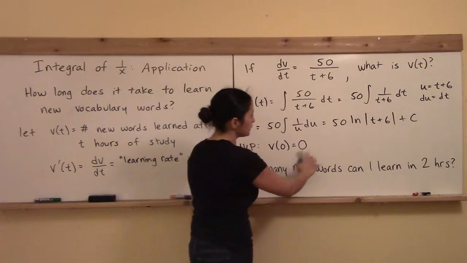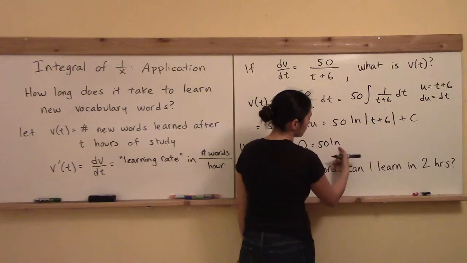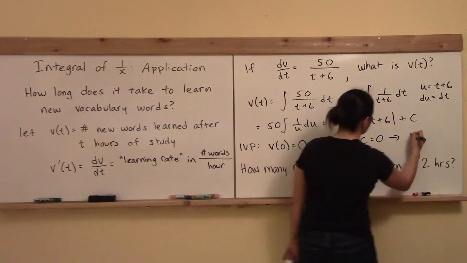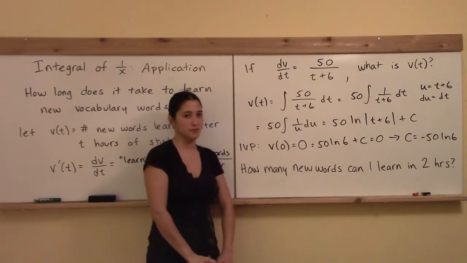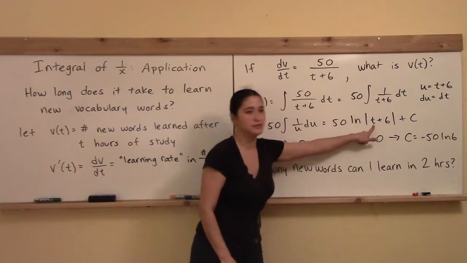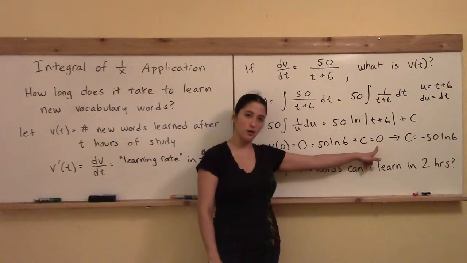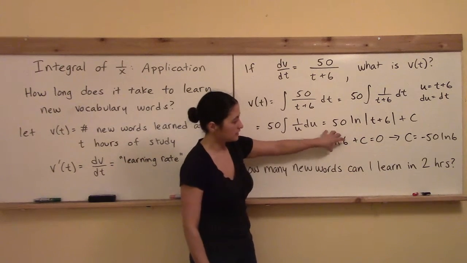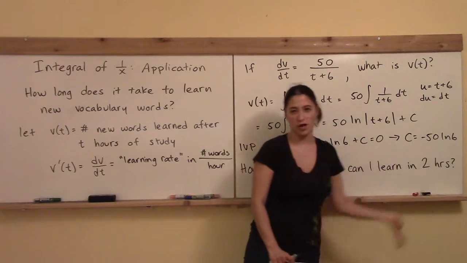Okay? So V of 0 is equal to 0, but V of 0 is equal to all this. So that tells me that 50 times the log of 0 plus 6, which is 6, plus C is equal to 0. And that actually tells me that C is equal to negative 50 log 6. I'll let you take a look at that for a minute. Okay, this line right here I got by plugging T equals 0 into that equation. The plus C is still there. The whole thing has to be equal to 0, and so in the usual manner, in order for me to solve for C, I just take all the stuff that's not C and I move it to the other side. And so that's why I have C is equal to minus 50 times the log of 6.